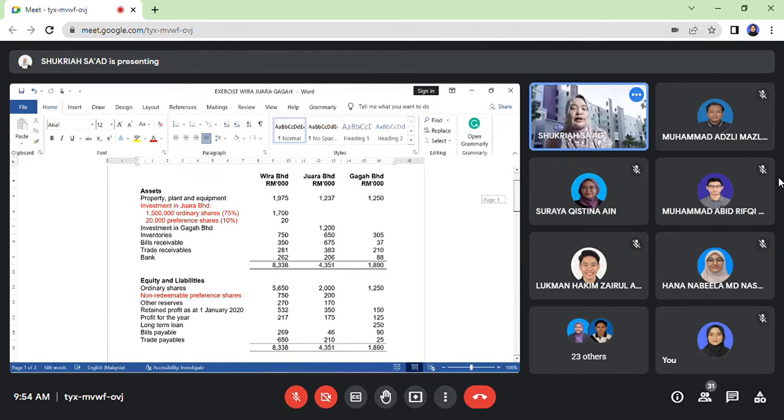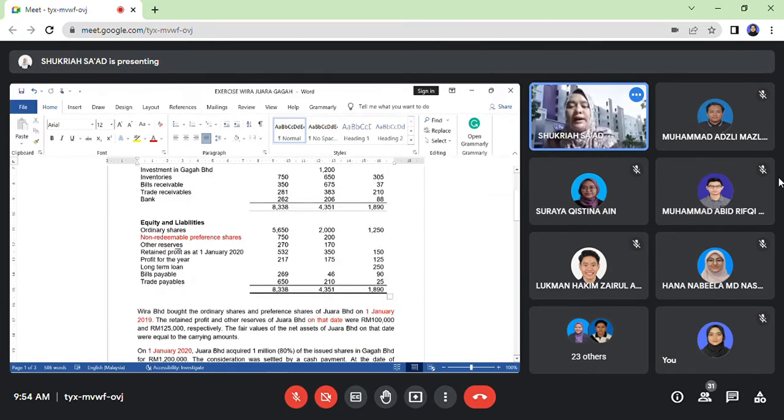Okay, so reserve ada 2 tadi. Okay, gagah. Oh, Gagah tak ada ordinary reserve. Other reserve dia tak ada. No wonder lah soalan tak bagi. But Gagah ada retain profit. Betul? Betul, kelas? So retain profit dia kita nak apa? When is dia punya DOA? When is it? 1st January 2020. Ada tak information kat sini? Ada. Retain profit of Gagah on 1st January 2020 is 150.